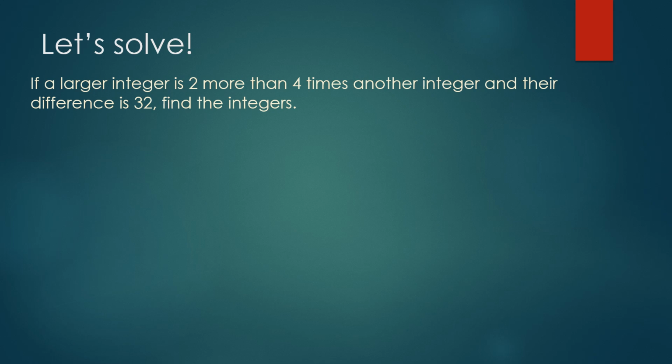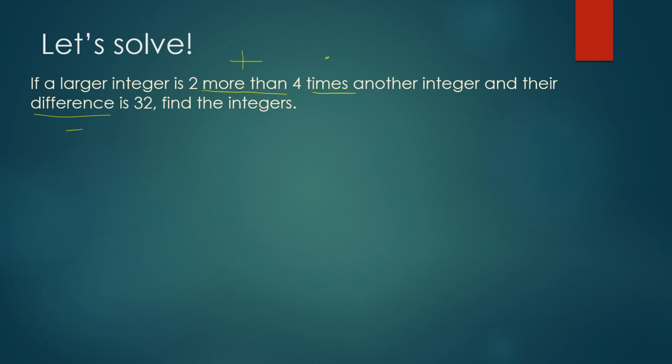So now let's solve using our model. If a larger integer is 2 more than 4 times another integer, and their difference is 32, find the integers. We have some key words here. We have more than, times, difference. We know we're going to have addition, multiplication, and subtraction.